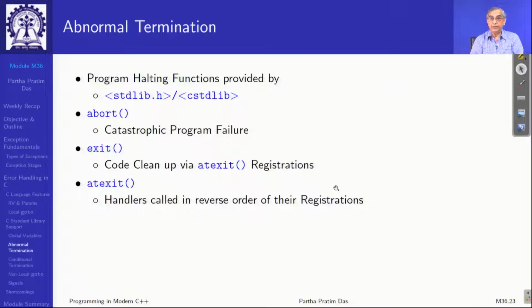Let us move to the next one, which is abnormal termination. This you take care of if you have come to a point where there is no other way than to terminate. There are two functions to terminate a program. One is called abort, which is for catastrophic program failure. There is nothing else that you can do. So, you just want to go out of this, you call abort, it does nothing else.